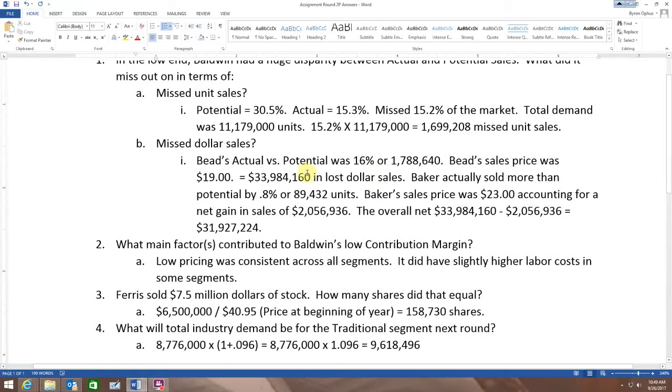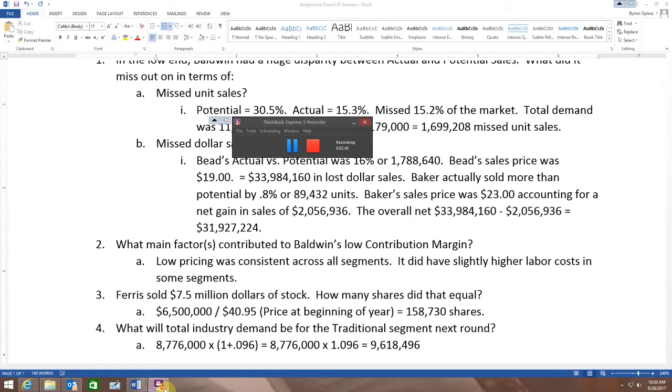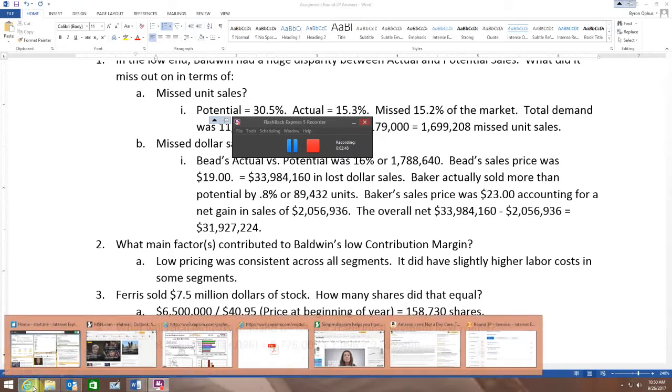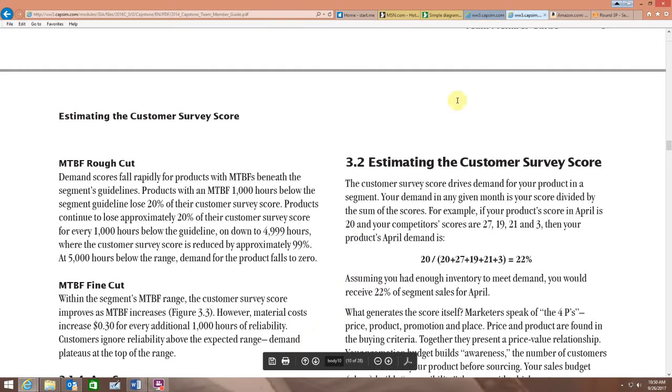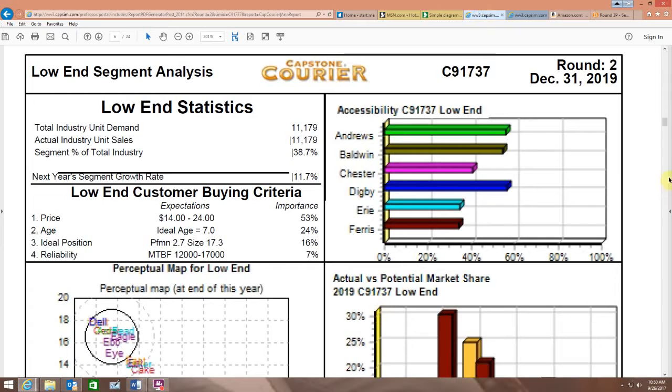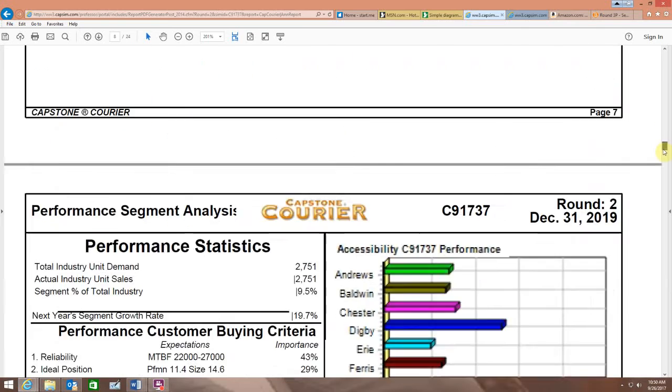That part's fairly easy. Now, missed dollar sales. This gets to be a little bit more complicated, a little more complicated than I wanted at this point in time, although it's the type of analysis that I'll expect by the end of the semester. And what do I mean by that? Well, BGEN's actual versus potential. So we got to go take a look at, again, the actual versus potential for those products.